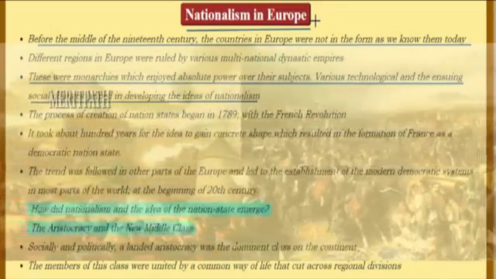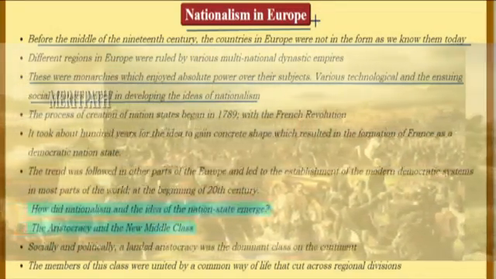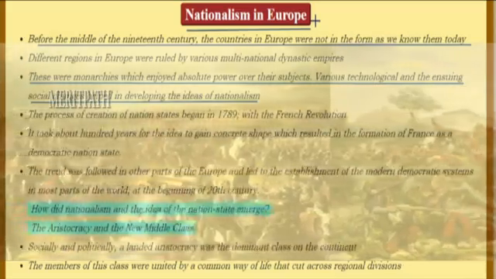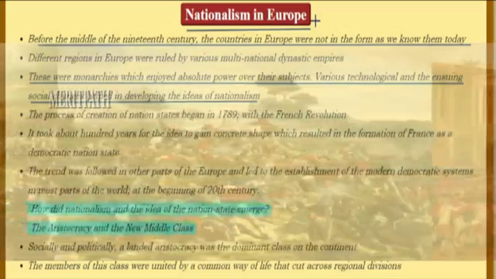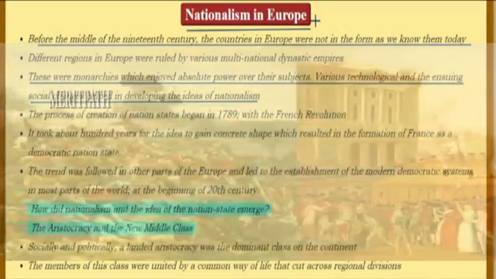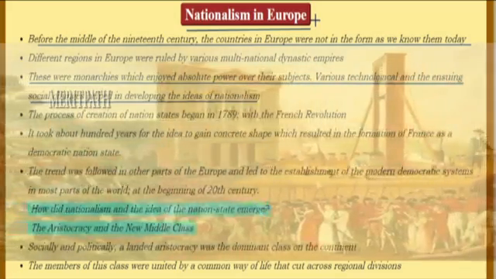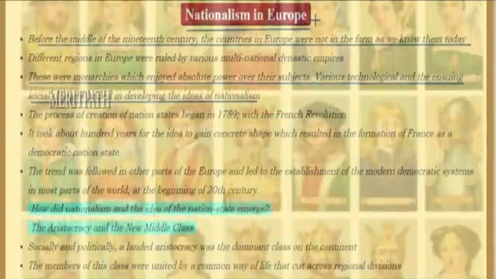Nationalism in Europe. Before the middle of the 19th century, the countries in Europe were not in the form as we know them today. Different regions in Europe were ruled by various multinational dynastic empires. These were the monarchies which enjoyed absolute power over their subjects. The various technological and ensuing social changes helped in developing the ideas of nationalism. The process of creation of national states began in 1789 with the French Revolution.